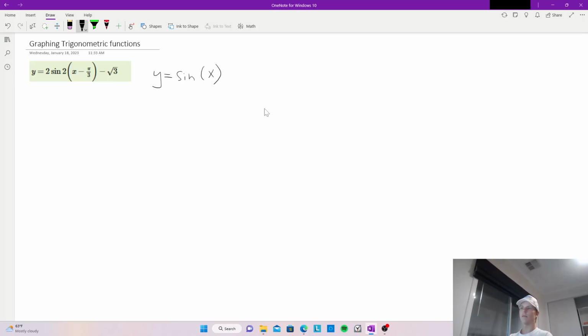We know that amplitude's 2, we know that it's been moved down square root 3, and it's got a period of pi, because if you expand these brackets, the 2 will move next to the x, and then that'll give us a period of 2 pi over n, and our n is 2, and so then our period will be pi. And then it's moved to the right, so in the positive direction of the x-axis, pi over 3.